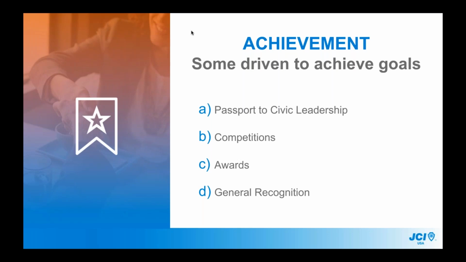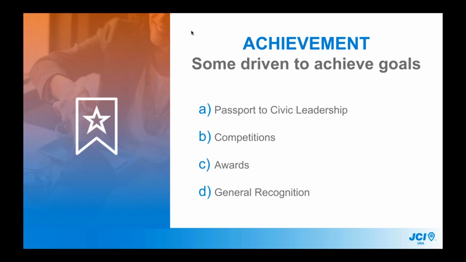Another achievement motivation is awards. With awards, you can do this at the local level too. You can just make up different types of awards to give out. You can align them to your state and your national level awards, and just make sure that you're acknowledging the great work that's being done at the local level.